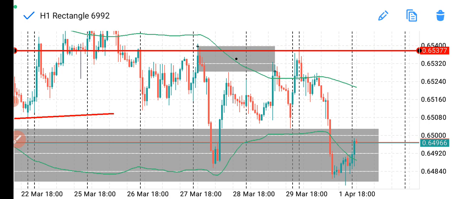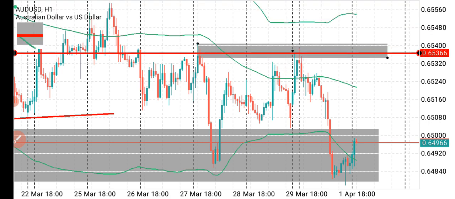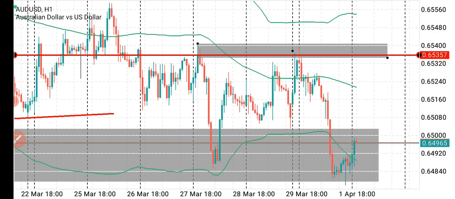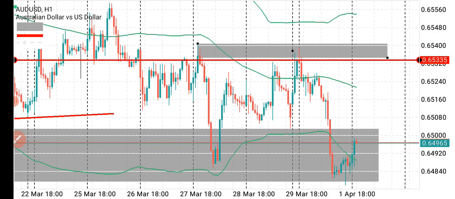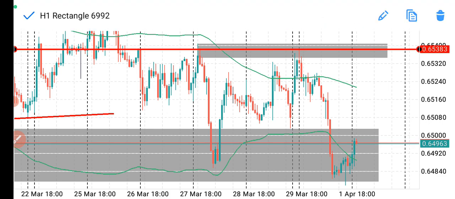Alright, this zone has been a level of resistance. Okay, this particular zone has been a resistance zone.